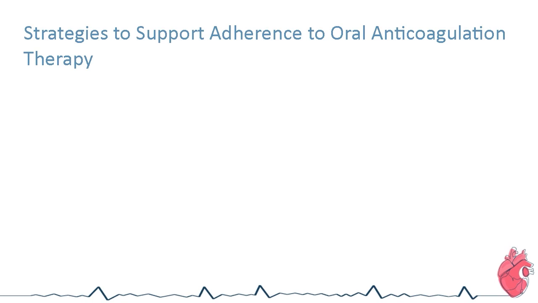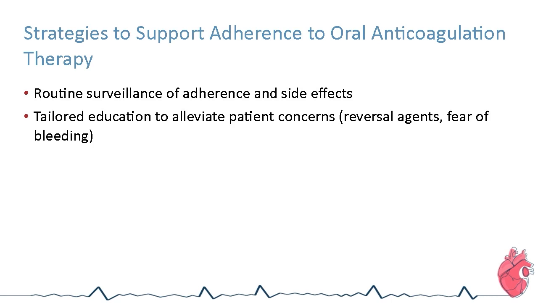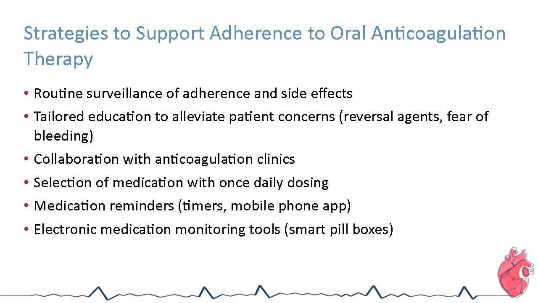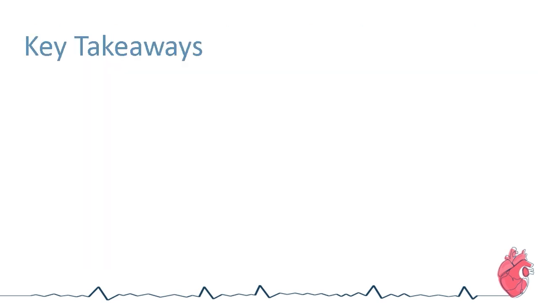Strategies that the healthcare team can implement to support patient adherence include using a multidisciplinary approach. Collaboration with pharmacists or nurse-led clinics can also improve safety. To address knowledge gaps, make sure the patient knows they need to take the anticoagulant regardless of whether they experience AFib symptoms. And finally, to address forgetfulness, using a reminder system like mobile phone apps or smart pill boxes can be helpful. In summary, here are some key takeaways from our lecture.